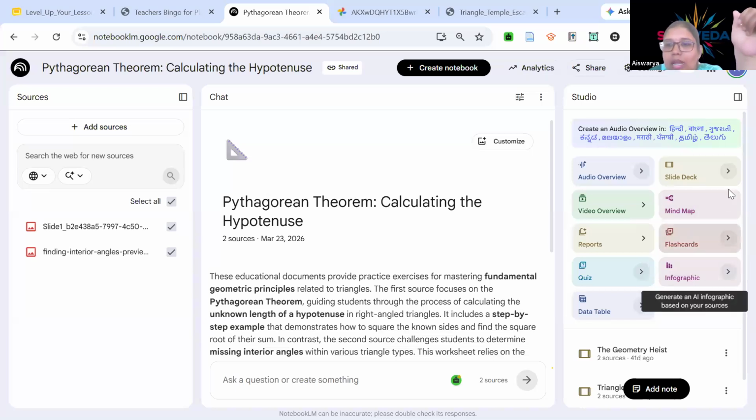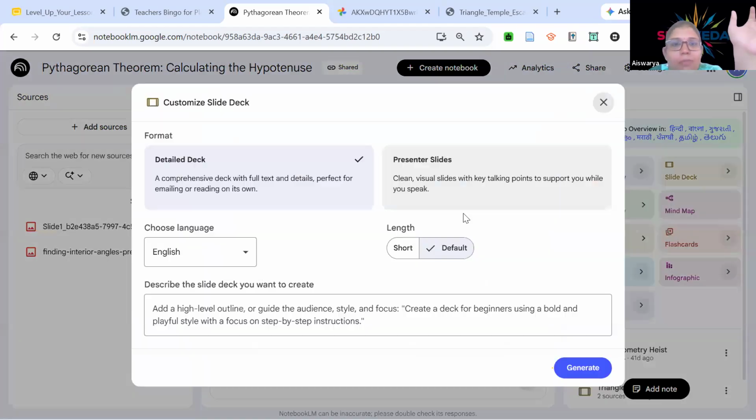So I have tried to create the deck and my prompt was very simple. You want to know what my prompt was to make these beautiful slides? I'll give you that. I'll just show.